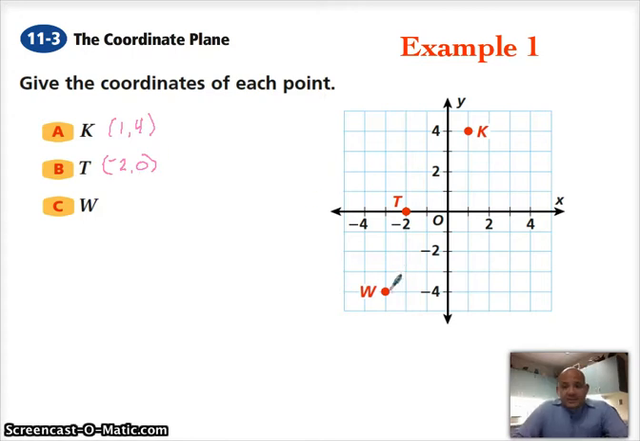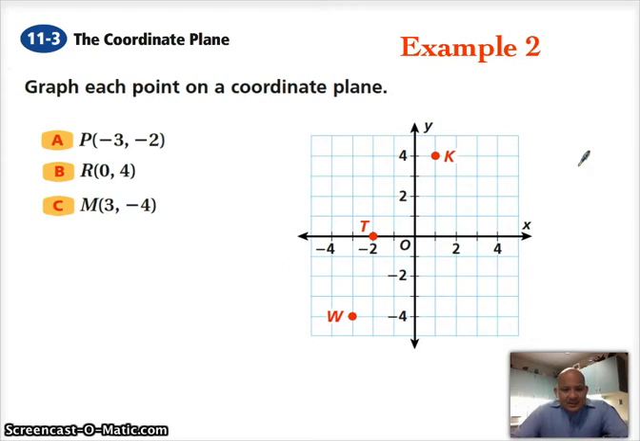W. W is down here in quadrant 3. Remember, this is quadrant 1, 2, and 3. So W here is in quadrant 3. What is the location of that? Again, we go on the x-axis. We have to go in the negative direction. 1, 2, 3. So it's -3. And then we go up or down. In this case, we're going to go down. 1, 2, 3, 4, and that's a -4. So -3, -4. Those are the coordinates of each point. Notice that we put those coordinates within parentheses and we separate the x coordinate from the y coordinate with a comma.